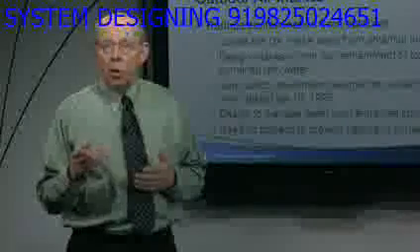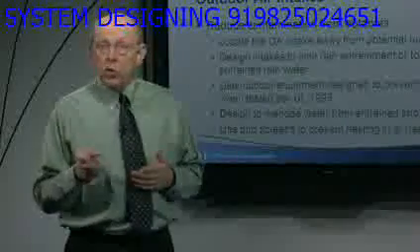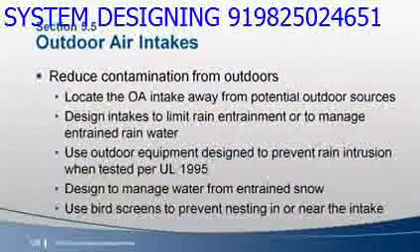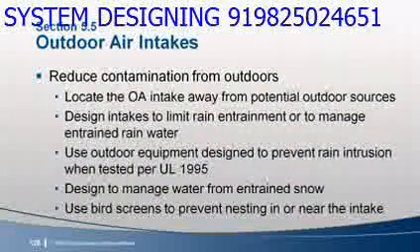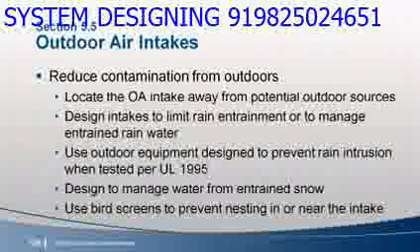The purpose of Section 5.5 is to reduce the introduction of contaminants from outdoors. It includes location requirements for the outdoor air intake, rain entrainment and rain intrusion limitations, snow entrainment provisions, and bird screen provisions. Today I'll discuss intake location.